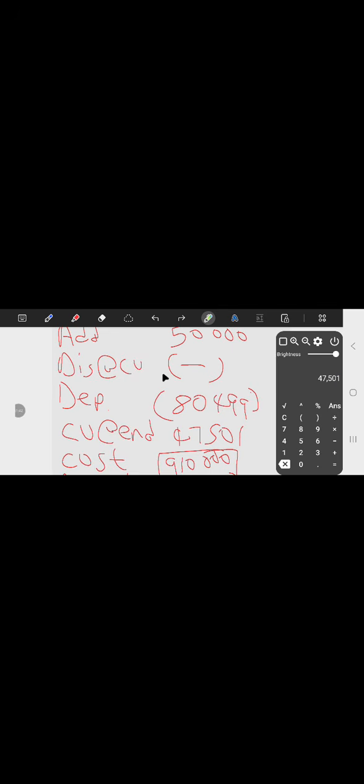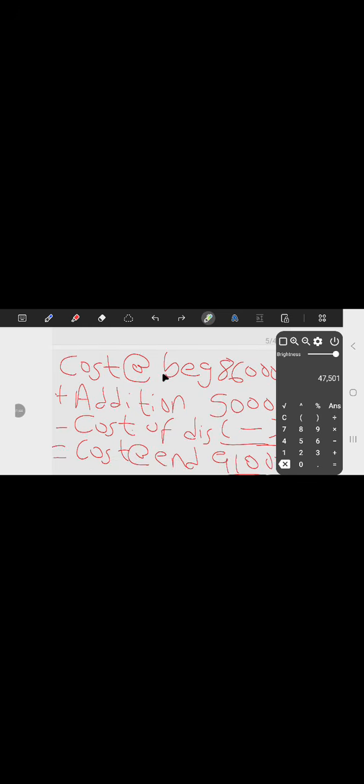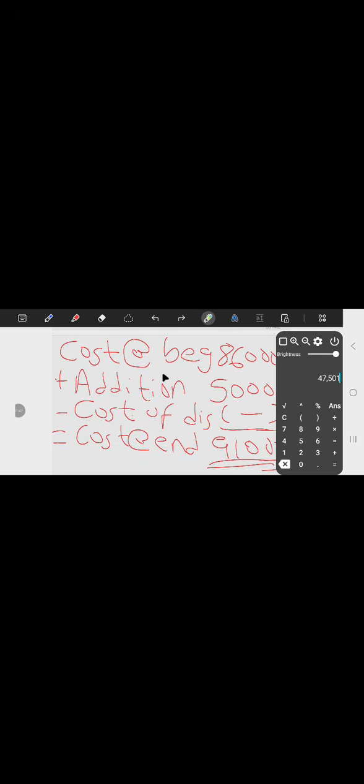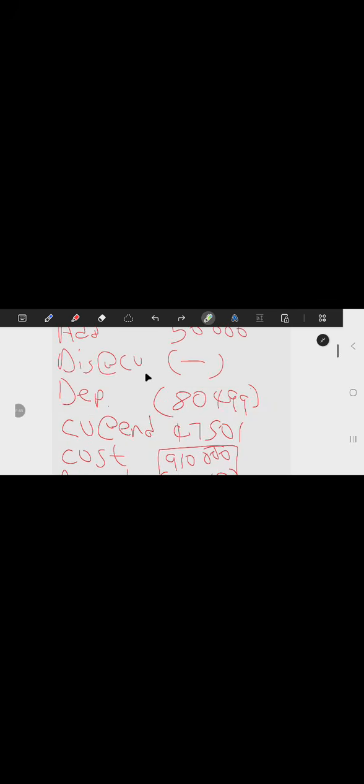So remember I gave you a principle here on how you go about, let me close the calculator because we are done with it. How we go about our costs on your PPE note. Remember, this is your PPE note. I said when you talk about cost, we are talking about cost at the beginning, plus addition, minus cost of disposal is equal to cost at the end.